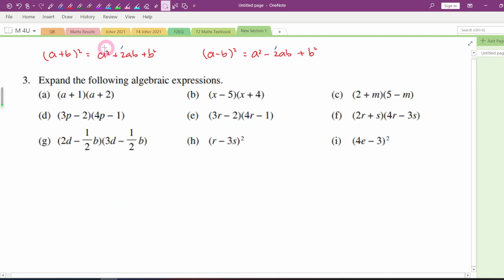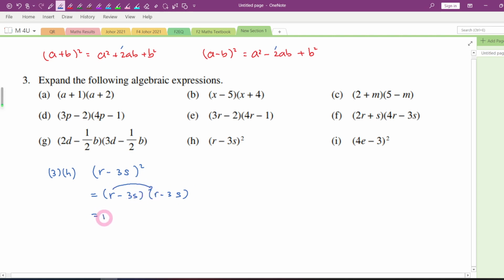Now, let me go to 3H. r minus 3s. So the s, you have to be more careful when you write the s, because it looks like 5, right? Let me show you without using the formula first. So I'm going to write these two parentheses first, and then I'm going to expand it one by one.